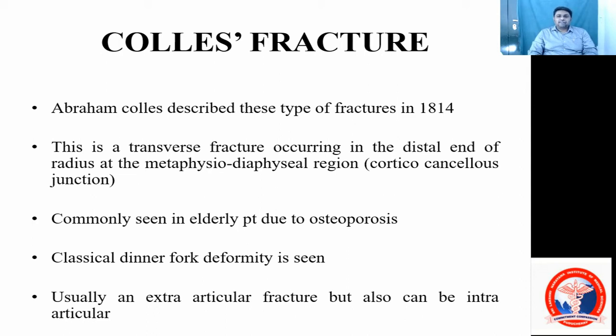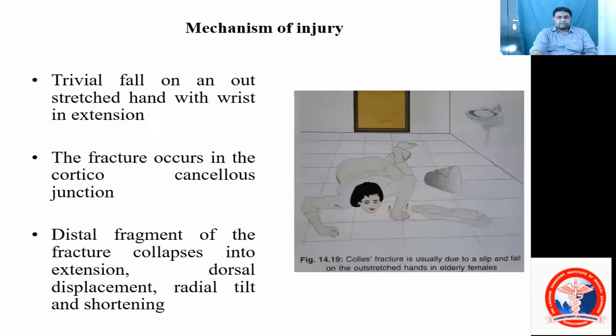This is a transverse fracture which occurs in the distal end of the radius at the metaphyseo-diaphyseal region or the corticocancellous junction. This is mainly an extra-articular fracture, but sometimes an intra-articular pattern can also occur. Commonly, this is seen in the elderly because of osteoporosis of the bone, and you get a classical dinner fork deformity in this type of fracture.